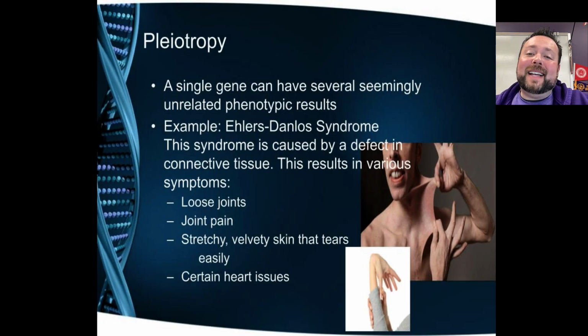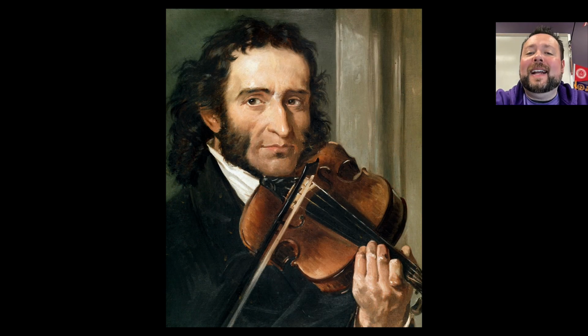Pleiotropy is almost the exact opposite of polygenic inheritance. Instead of multiple genes influencing a single trait, in pleiotropy, a single gene can influence multiple, sometimes seemingly unrelated traits. Niccolò Paganini was a 19th century Italian violinist who was so talented that it was rumored he had sold his soul to the devil.